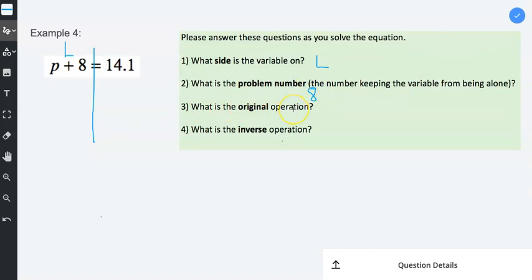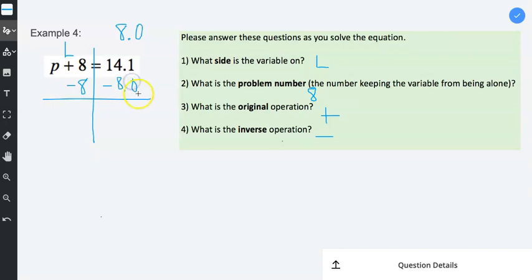What is the original operation? Well, the original operation is addition. What is the inverse or opposite operation? Subtraction. So at this point, we're ready to subtract 8 from each side. Now remember, if we're going to take 8 away from this decimal here, we need to line up the decimals. You might be saying, well, I don't see a decimal on the 8. If you don't see a decimal, it's going to be 0. So you can put 8.0. So I'm going to write down 8.0.